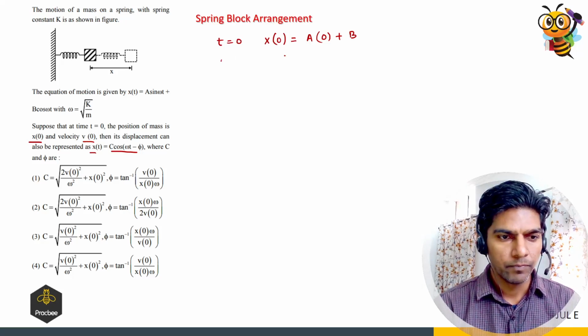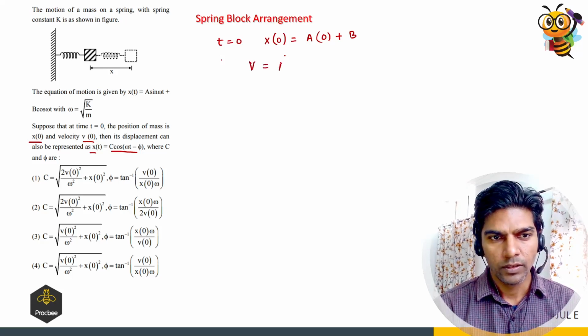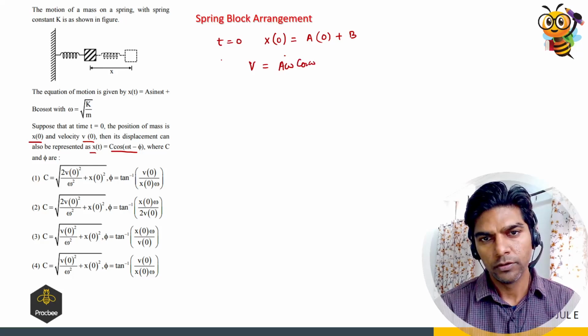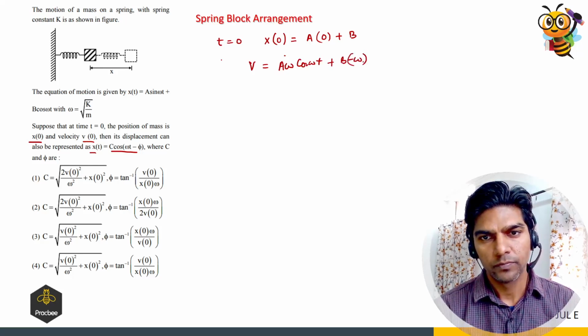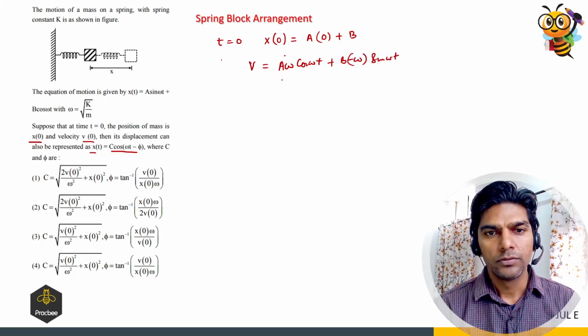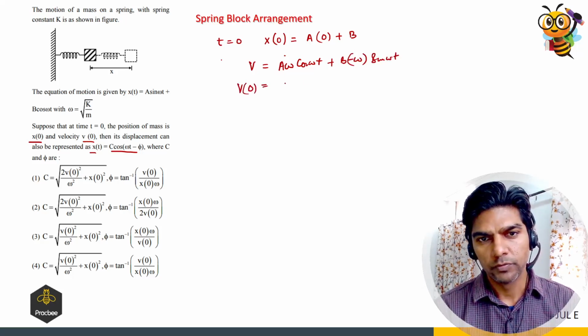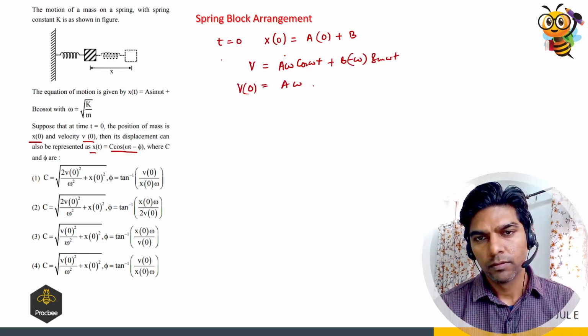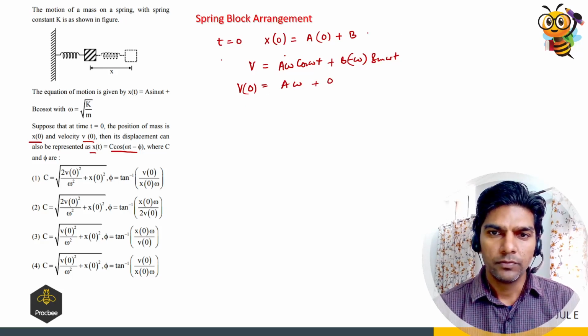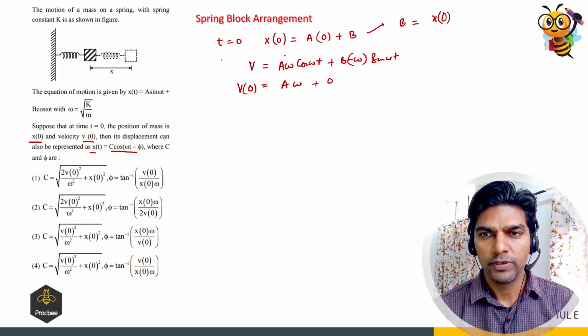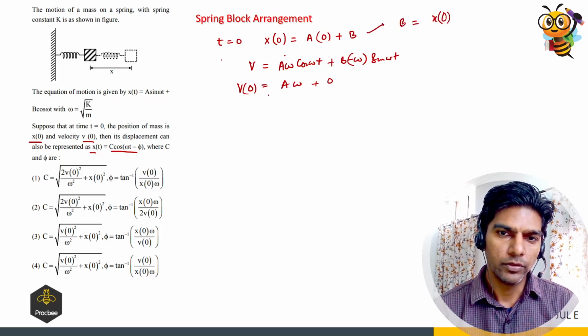Now if you find the velocity, so v is nothing but A omega cos omega t plus B times minus omega sin omega t. So V at t equals 0 will be what? It will be A omega plus 0. Okay, so from this equation we know what is B. B is nothing but the value of x at t equals 0, and from this we got A omega as the value of V at t equals 0.